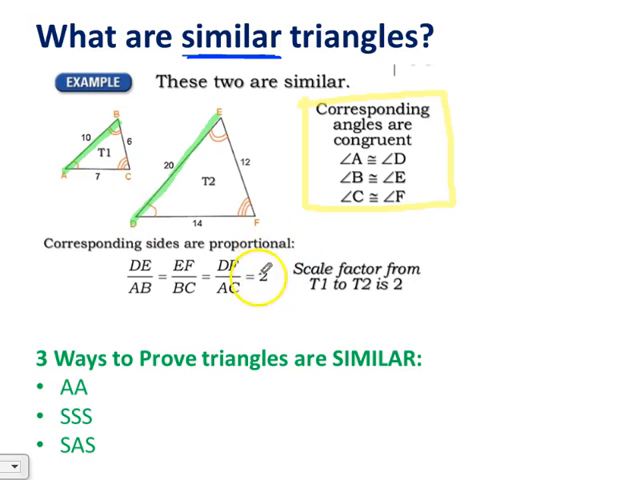So we can find the scale by setting up a ratio between side AB and DE right here. If we set up a ratio, we know that side DE is 20 and side AB is 10. 10 divided by 20 is 1/2. And then we can continue to do that and set up ratios with our other set of corresponding sides.